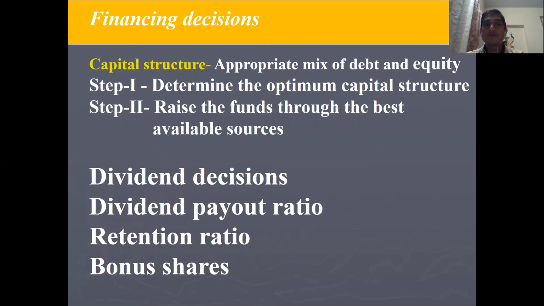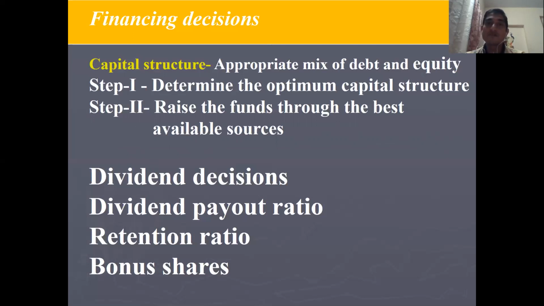There is a term called capital structure. Capital structure means an appropriate mix between the two ways of raising funds. As we have already seen, one is equity, another one is debt. How much fund is raised through debt and how much fund is raised through equity? That mix is called the capital structure for the firm. Now the step one in financing decision is determining the optimum capital structure.